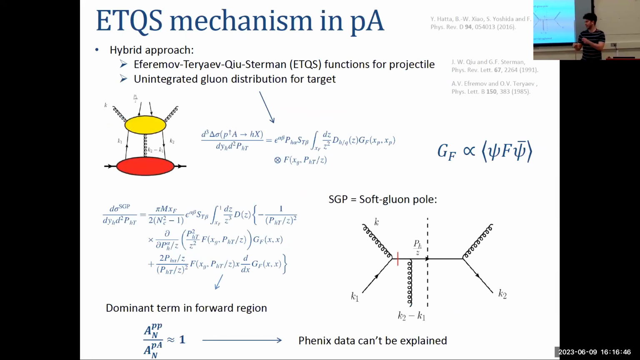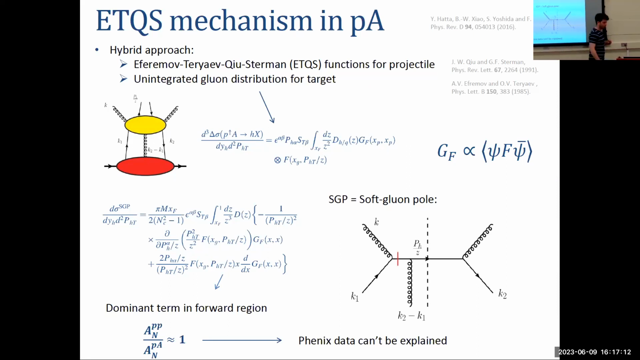Our mechanism, aka the odderon mechanism, is not the first mechanism that tried to explain single spin asymmetry. A lot of work has been done regarding this. This is just one mechanism, a work from 2016 by Hatta et al., where they were using ETQS functions. ETQS functions are correlators of two fermions and a gluon field strength tensor.